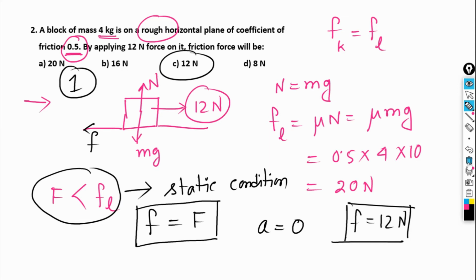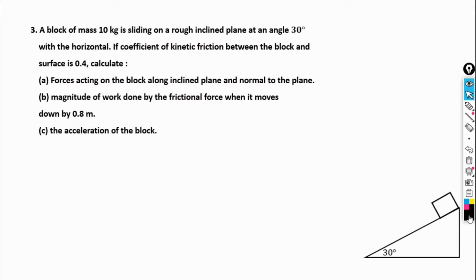Going to the next question. This is our next question, you all can see. Here it is given that a block of mass 10 kg is sliding on a rough inclined plane at an angle of 30 degree. The angle of inclination is 30 with the horizontal. The coefficient of kinetic friction between the block and surface is given, mu k is 0.4.